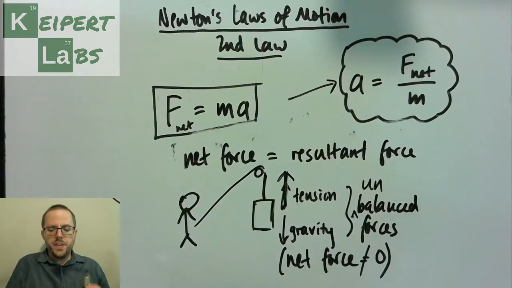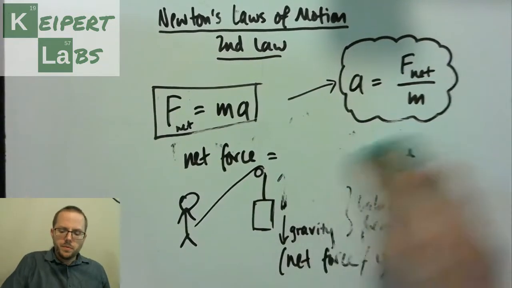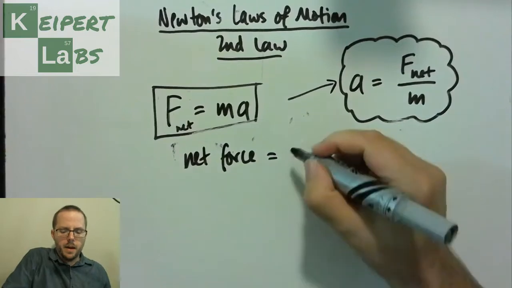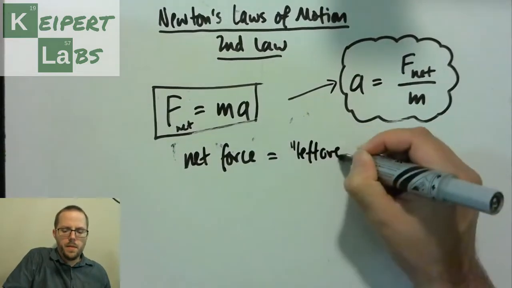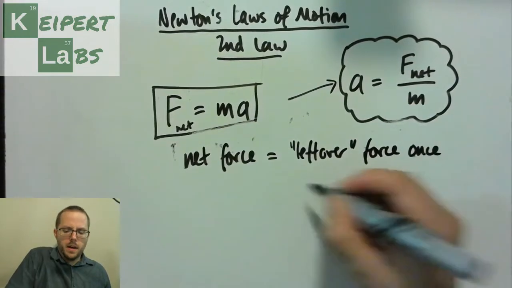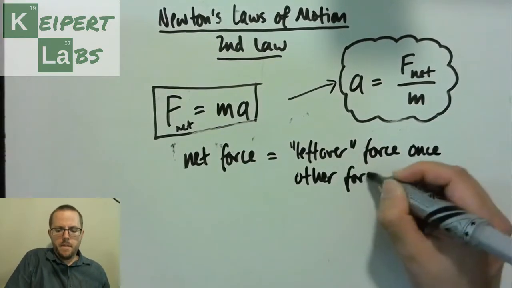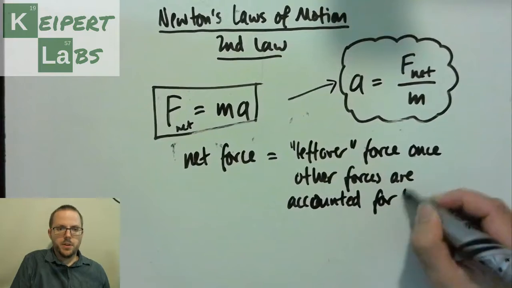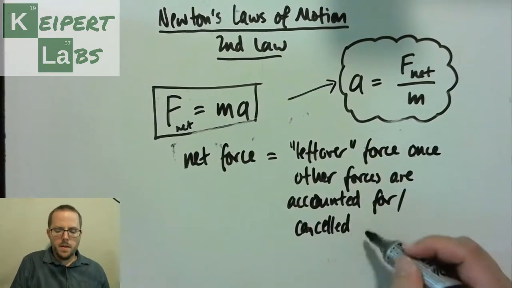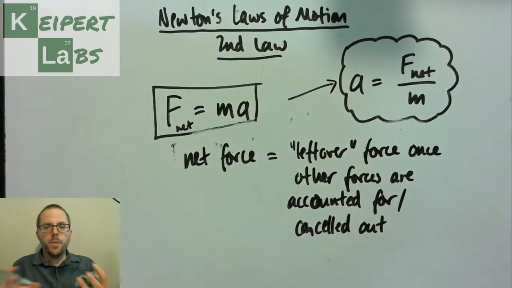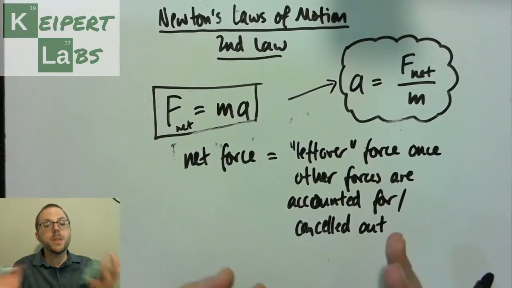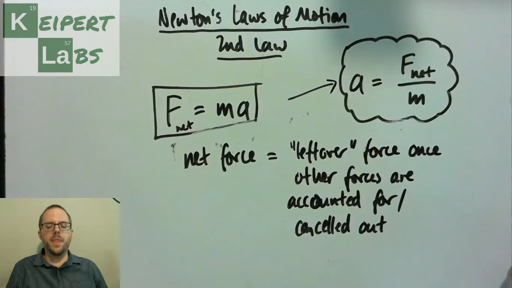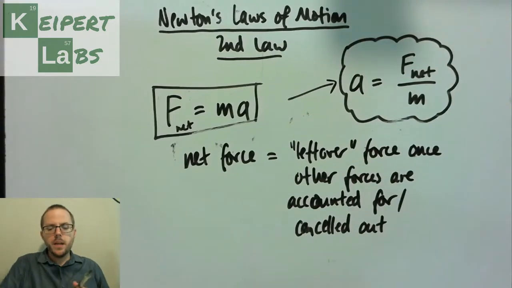Okay, so this idea of the net force is the leftover force once other forces are accounted for or cancelled out. Once we've accounted for all the different things that might be on an object, we see what's left, and which direction that force is going in, because that's ultimately going to decide where that object moves. Okay, so like I said, this is a maths equation.